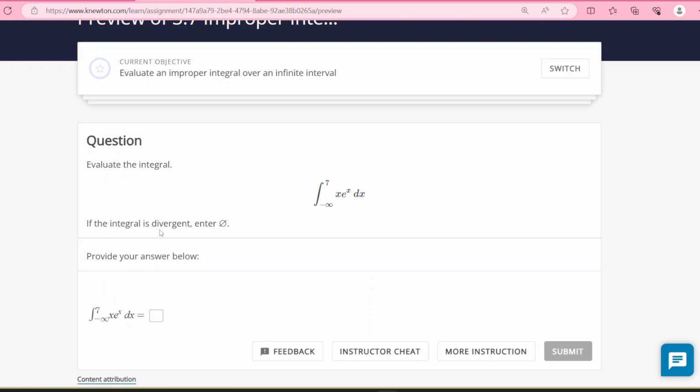And then if the integral is divergent, divergent just simply means the limit is not finite. Convergent, on the other hand, would mean the limit is finite, and that'll be what our integral converges to. We'll find a value. But if the integral is divergent, we'll enter this circle with the slash through it. This is like the empty set symbol, or the no solution symbol. Okay, so let me write this out.